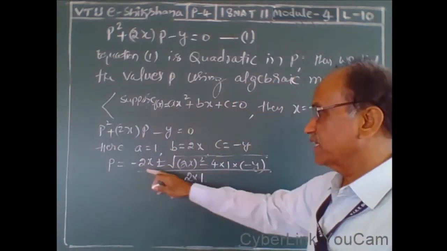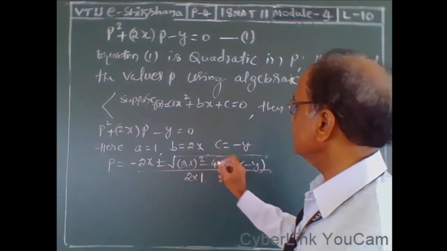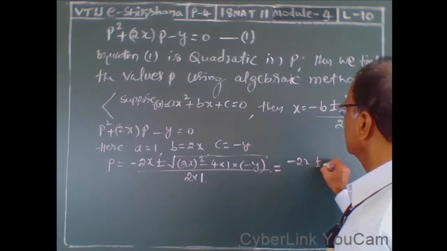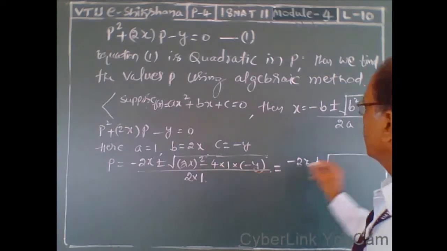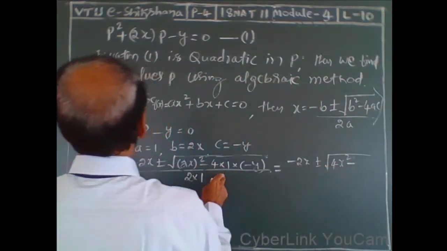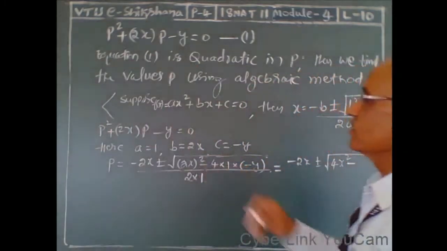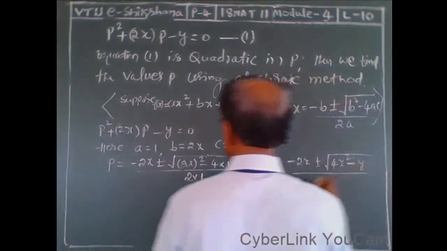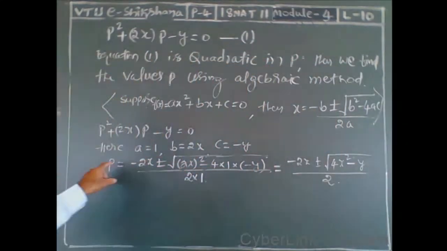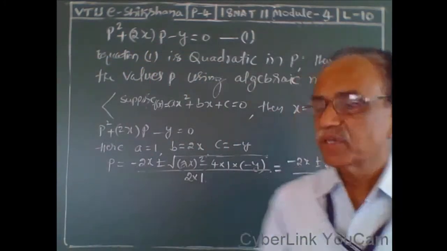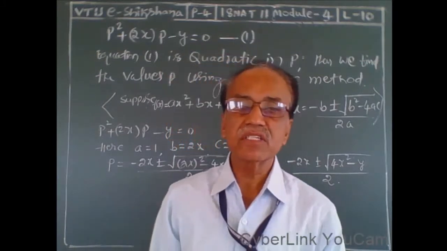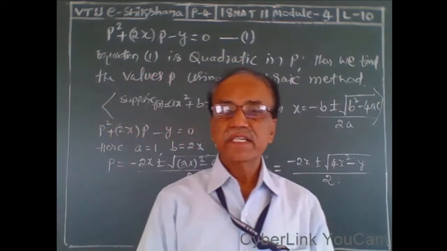So p is equal to minus 2x plus or minus root of 2x whole square minus 4 into minus y, divided by 2, that is equal to minus 2x plus or minus square root of 4x square minus 4ac, that is b square minus 4ac, with minus y, divided by 2. These are the two values we are getting for solving this differential equation, but in this both x and y are inside the square root sign, and x and y we cannot eliminate.